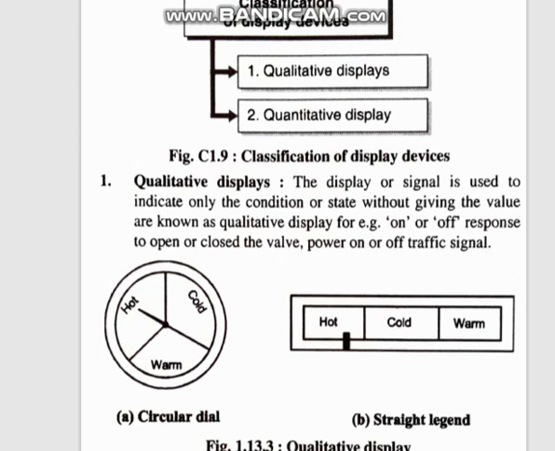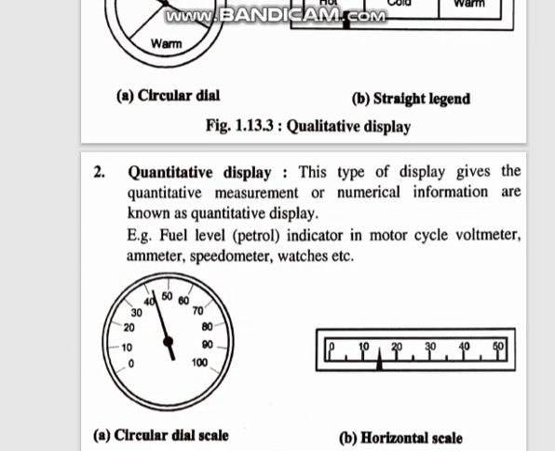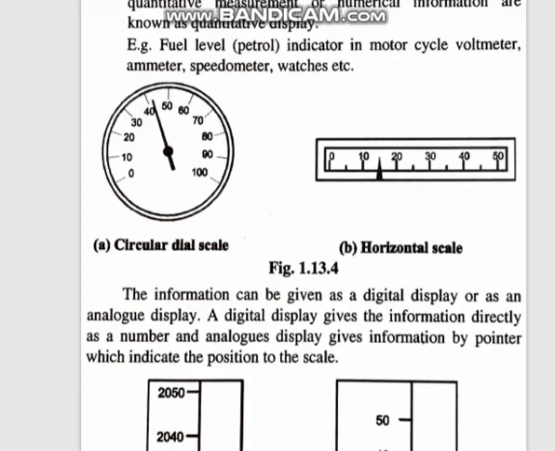And quantitative display can be like this: your speedometer, a circular dial scale from 0 to 100. This is a circular dial and this is a horizontal scale. It can be like this also. So this type of display gives the quantitative. Quantity means numbers, quantitative measurement or numerical information, like a fuel level, how much petrol is there, or the speedometer, and watches, ammeters, voltmeters. Whichever is convenient to human beings, you should adopt that.